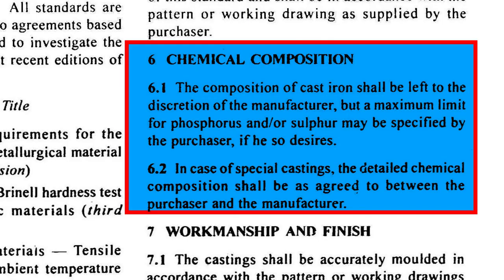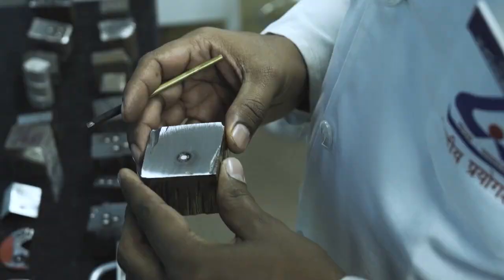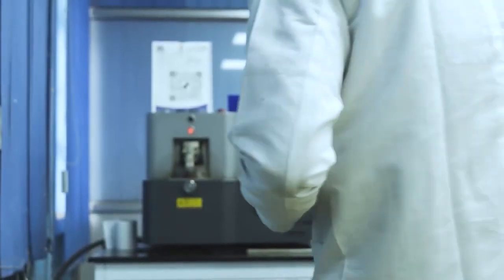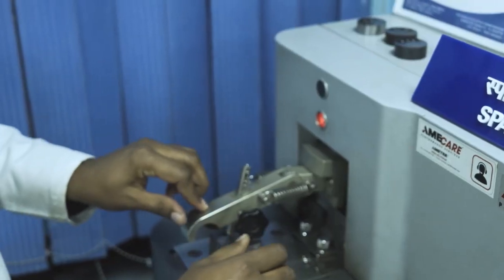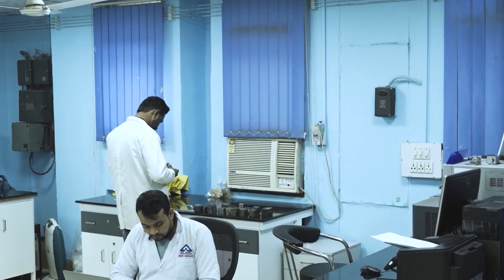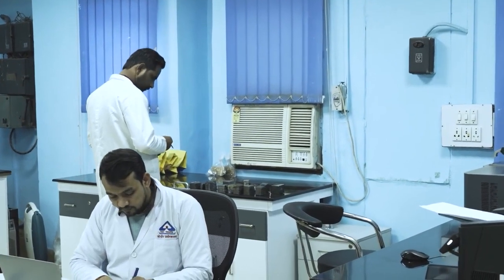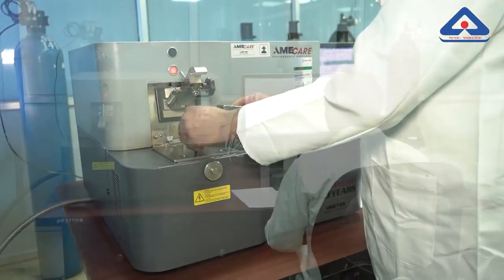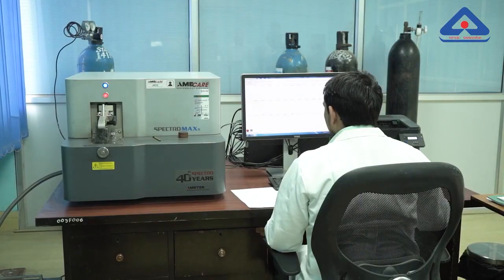Sulfur can be estimated with the help of a CS analyzer, which determines sulfur content by combustion in an induction furnace and measuring the resulting gases through infrared absorption. For special castings, the chemical composition can also be determined using spark optical emission spectroscopy. This technique analyzes the samples by creating a spark on its surface and measuring the emitted light, which provides precise and rapid results, ensuring the castings meet required specifications.